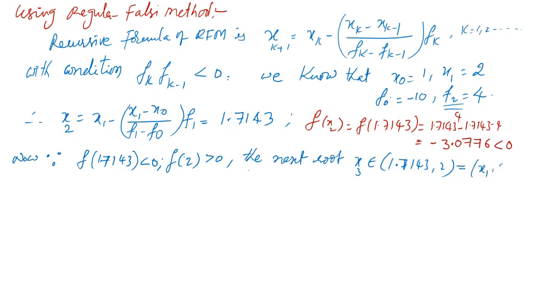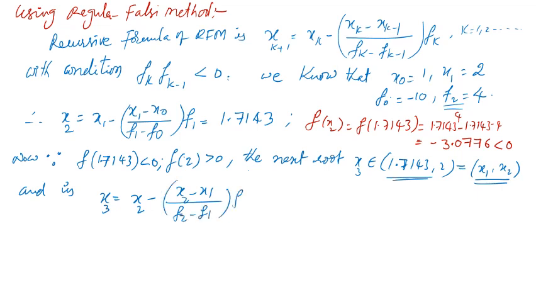Okay, and treat this as, now, x3 value depends on x1, x2. Treat this interval as x1, x2, and x3 equals x2 minus x1 by f2 minus f1 multiplied by f2. Now substitute all the values. This is f2 value. After substituting, x2 is 2, x1 is 1.7143, and f2 value is here. What is the f1 value?